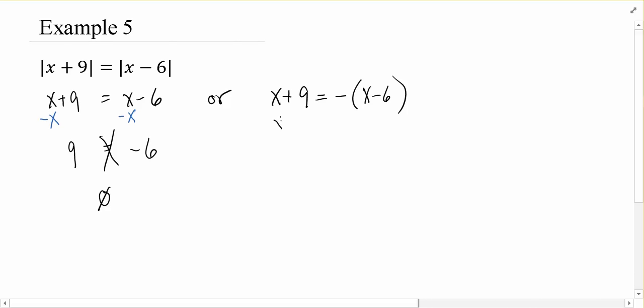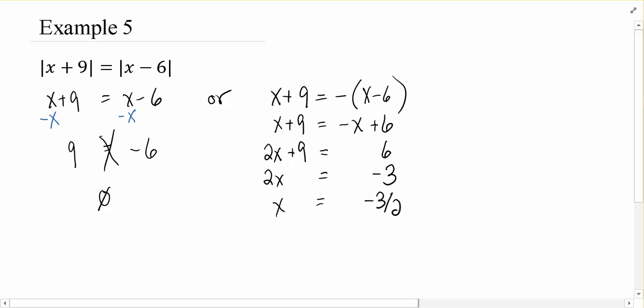Let's solve the one on the right. So let's distribute the negative. Now if I add the x to both sides, I get 2x plus 9 equals 6. Then subtract the 9. Then divide by the 2. I get this answer, x equals negative 3 halves.